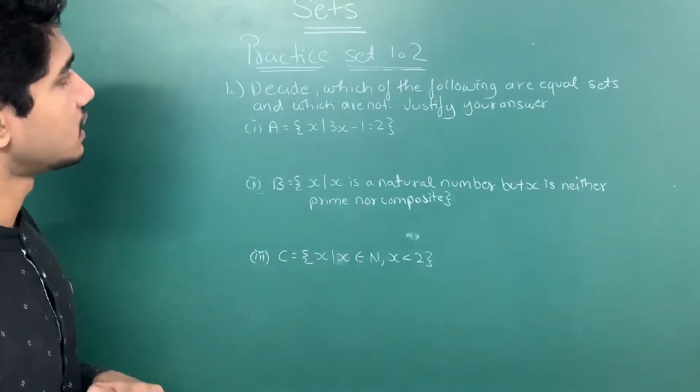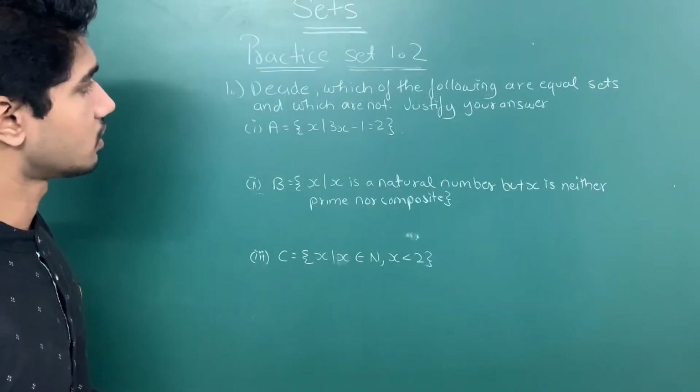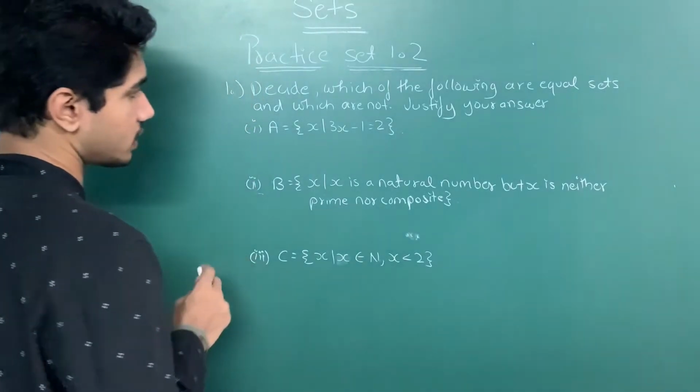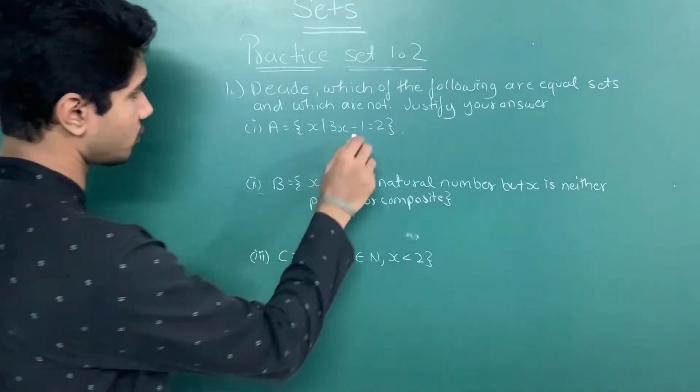First question: decide which of the following are equal sets and which are not. Justify your answer. So we are given three sets. All three sets are in set builder form, that is set builder notation. Let's solve the first one.